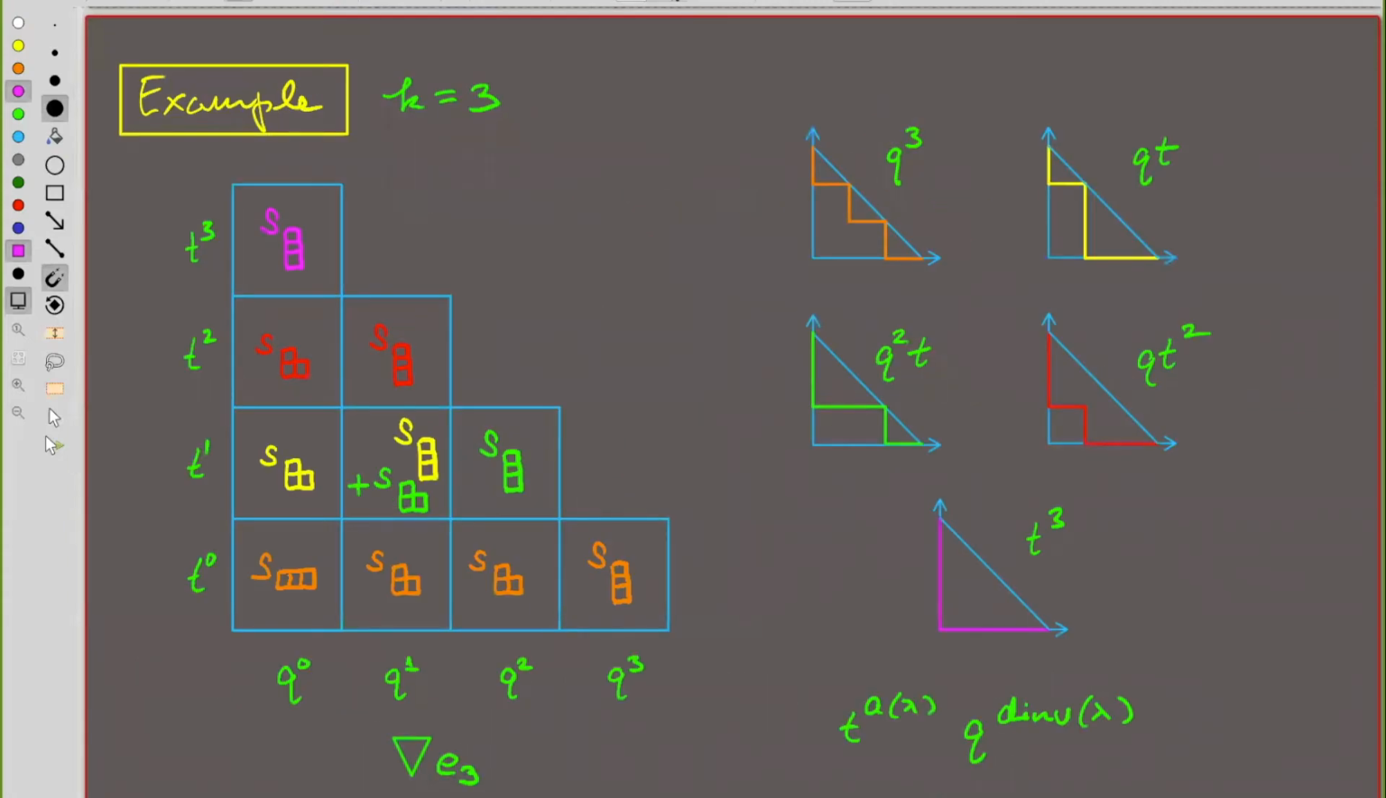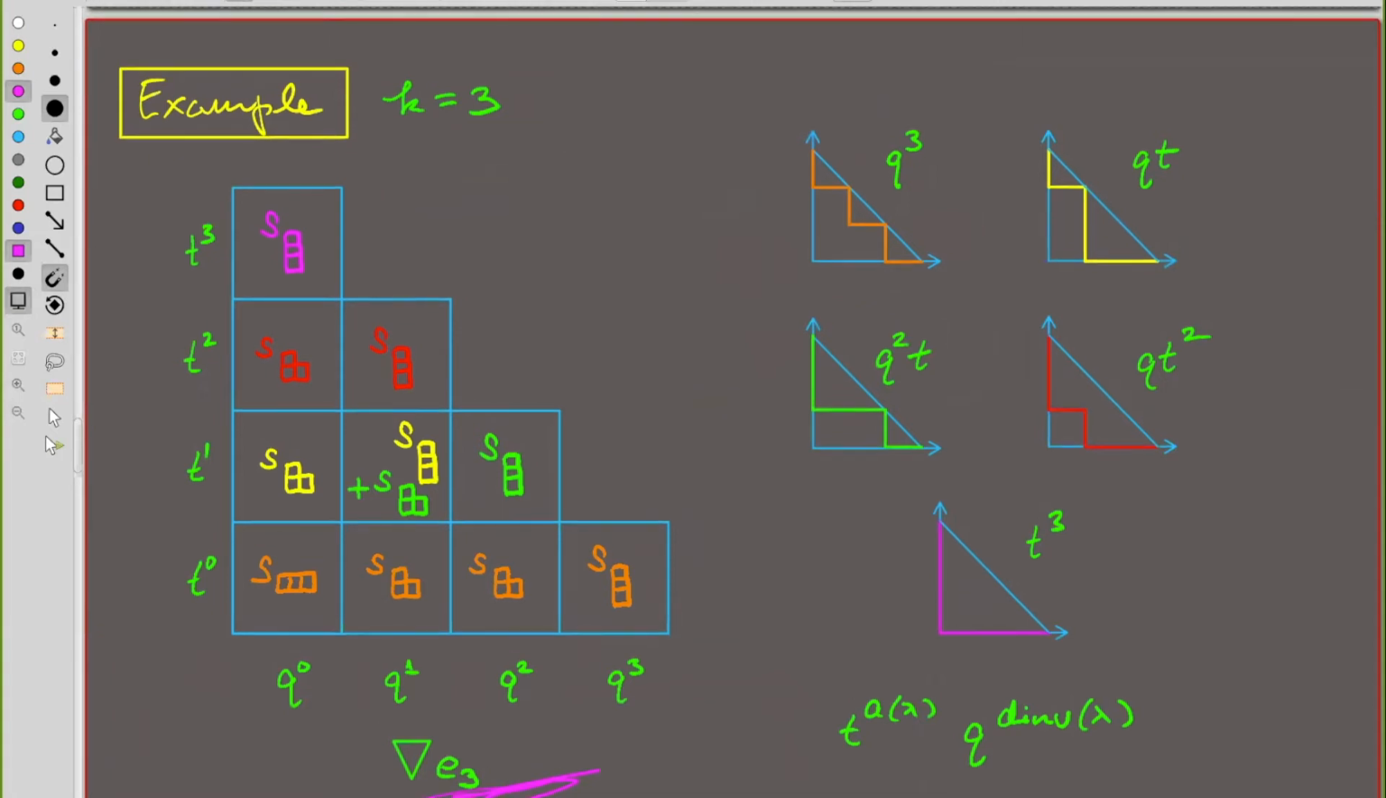Here's an example, just so you can get a feel for what these kind of things look like. So on the left half of the slide, you see nabla of E3, the k equals 3 case of this. And what I've done is I've arrayed the q and t powers into kind of an array. So something like this red Schur function here, what that means is that there's a term which is that Schur function times q to the 1 times t squared, because it's in the q to the 1 t squared box, and then you would add all this up.